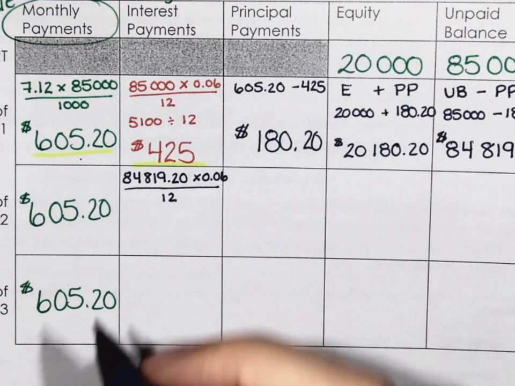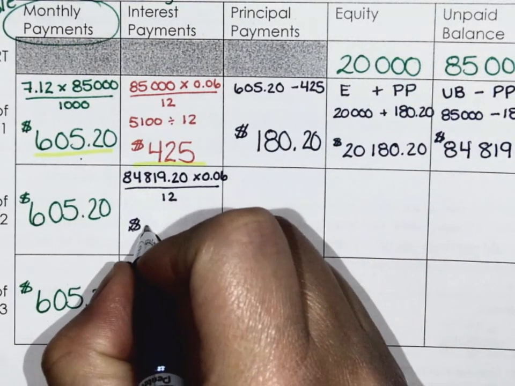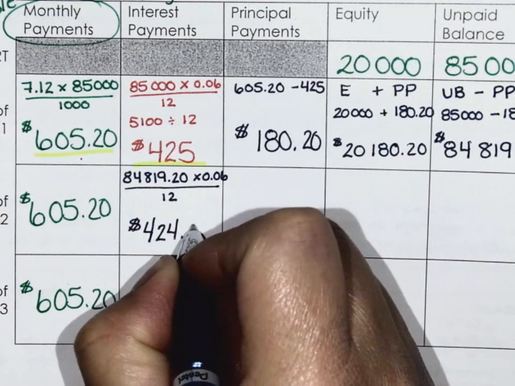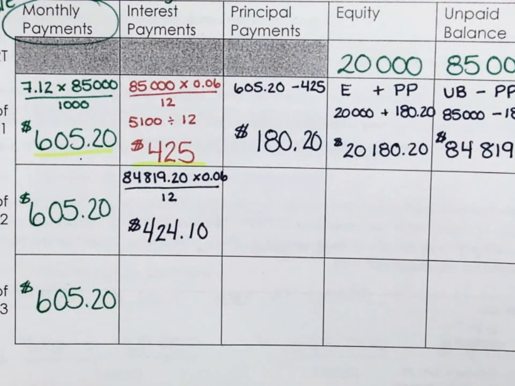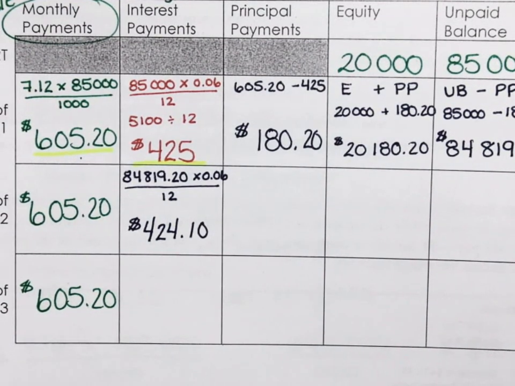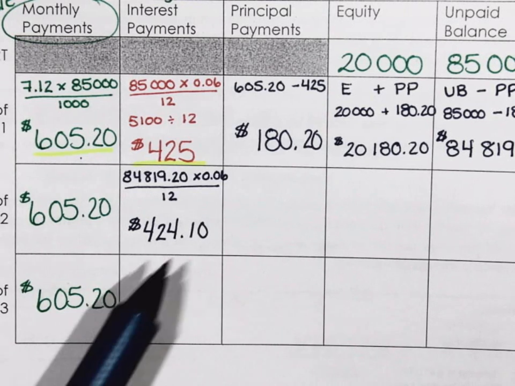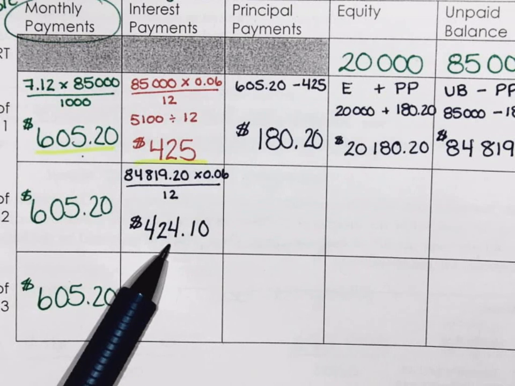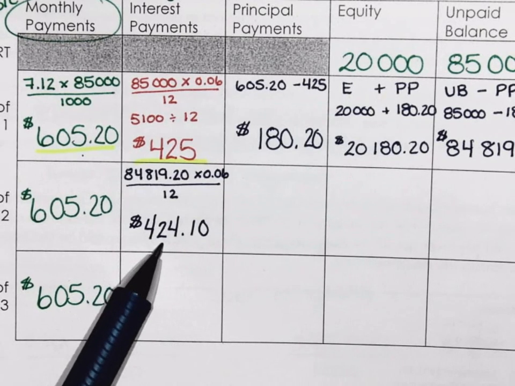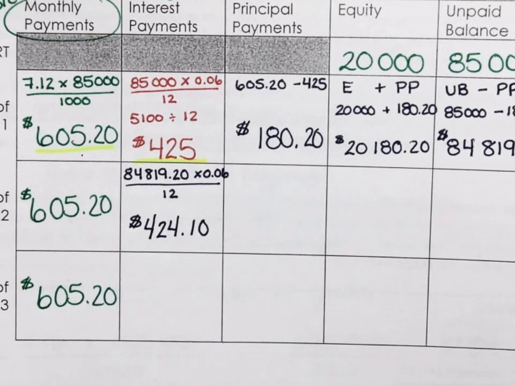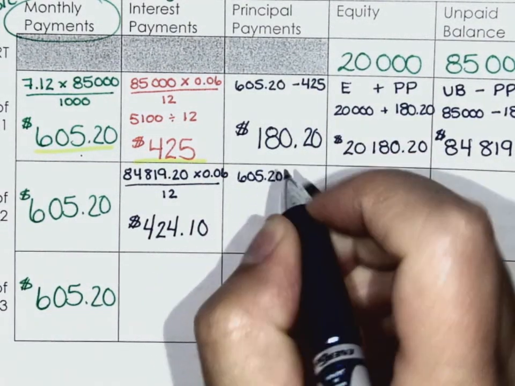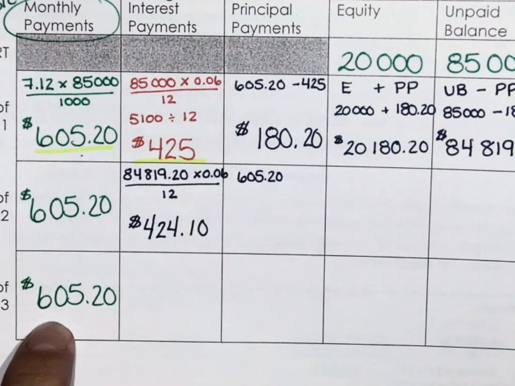And if I do that math, $424.10. So hey, look, you're paying a little bit less interest. Last month you paid $425, you're paying 90 cents less. Good for you guys. So now we take our payment, which is still $605.20, because that didn't change. That gets written down here.